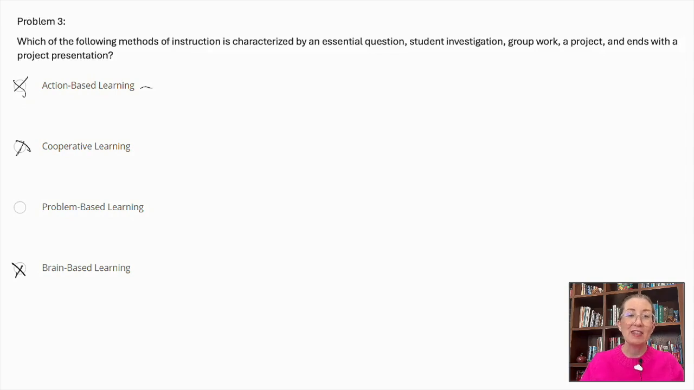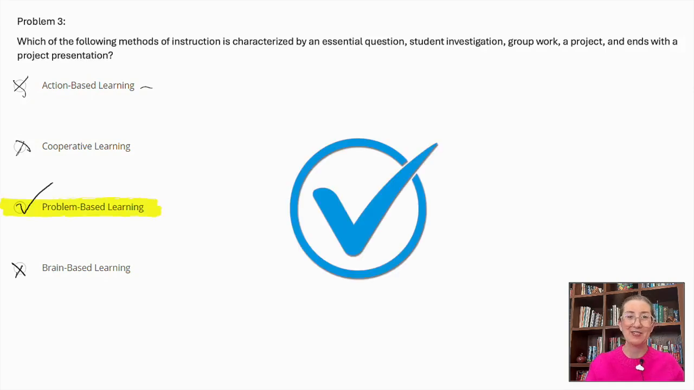Problem-based learning. This method involves students working in groups to solve a complex, open-ended problem. It starts with an essential question, involves student investigation and group work, and culminates in a project and presentation. Therefore, problem-based learning is the correct answer.